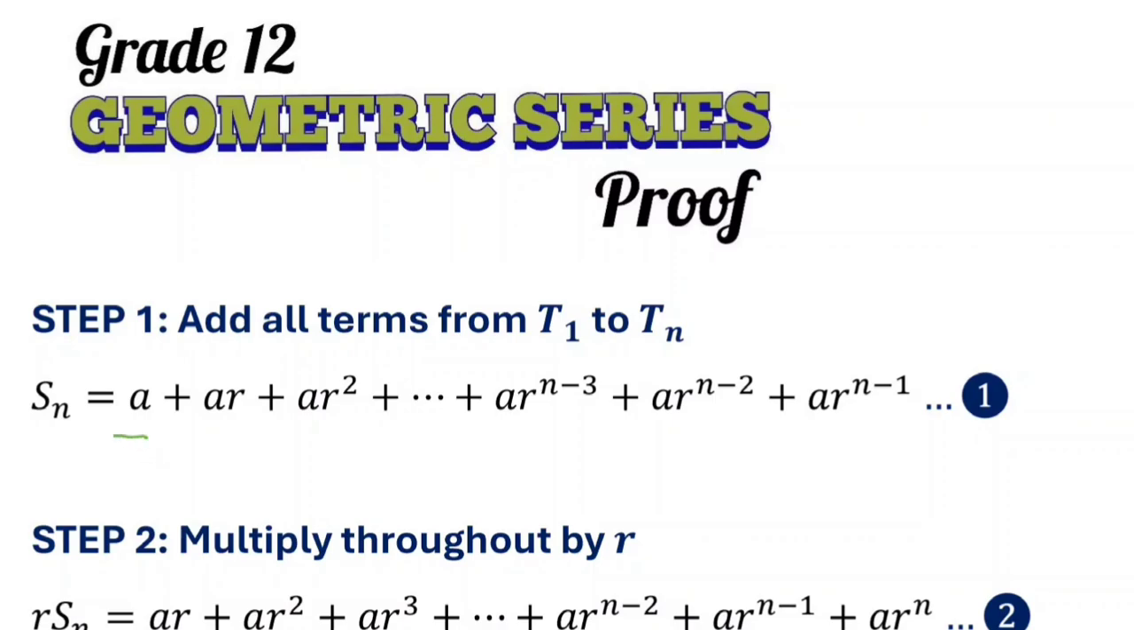Remember that the first term is represented by A, second term is AR, third term is AR squared, and it continues like that up until the last term, which is AR to the power n minus 1.